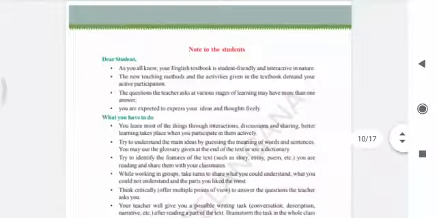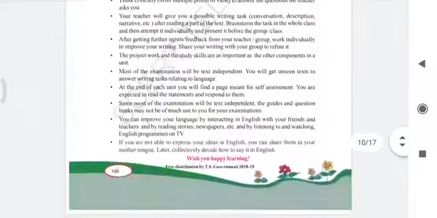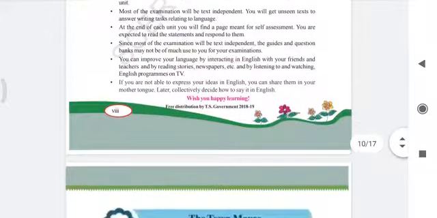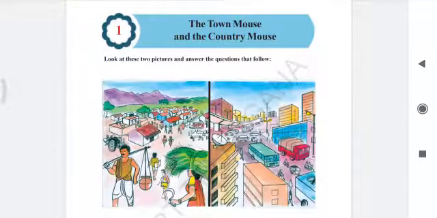Note to the students, dear students, please go through these notes. They are very much essential to know what your rights are, what you have to do, what you ought to do. So this is the face sheet of unit 1, reading A.